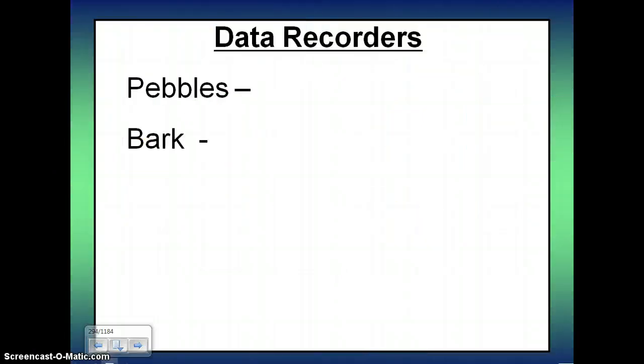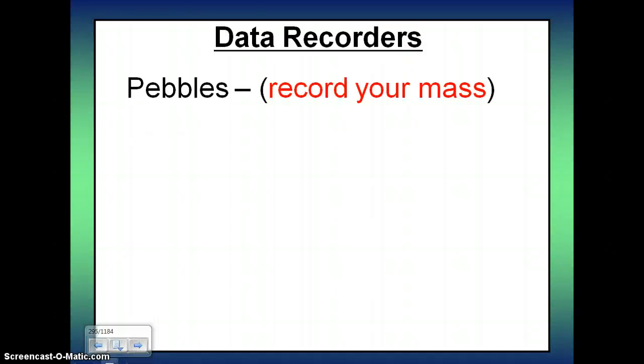I want the data recorders at every table to write this on your whiteboard, pebbles and bark. And you're going to record the mass of the pebbles and then the mass of the bark for the whole team so that we can compare the data from every team. Okay, very good. Everyone is finished recording their mass of the pebbles. Let's take a look at what we have.